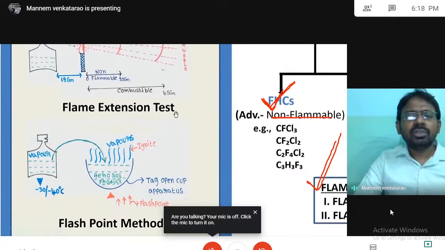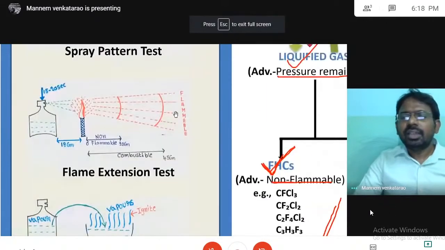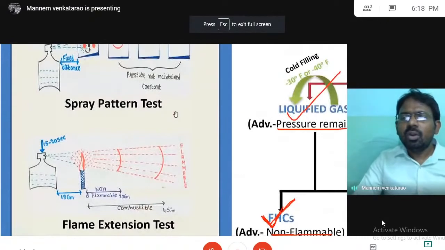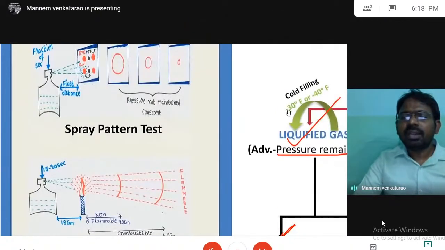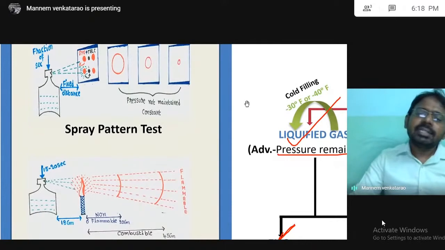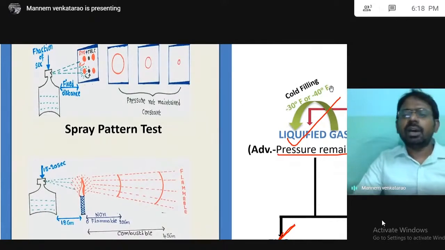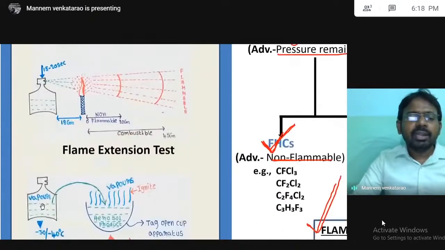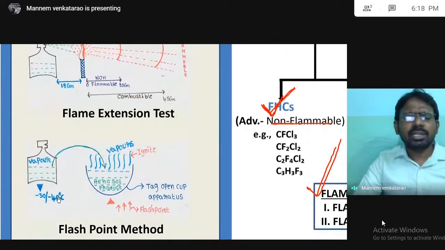Observe the cold compression method. Here gas is converted to liquid. How? By chilling the product at a temperature of minus 30 degree Fahrenheit or minus 40 degree Fahrenheit. To pour the liquefied gas into the container, you maintain a temperature of minus 30 degree Fahrenheit or minus 40 degree Fahrenheit. To remove the product from the container, also maintain the same temperature. In some textbooks they mention minus 25 degree Fahrenheit also.